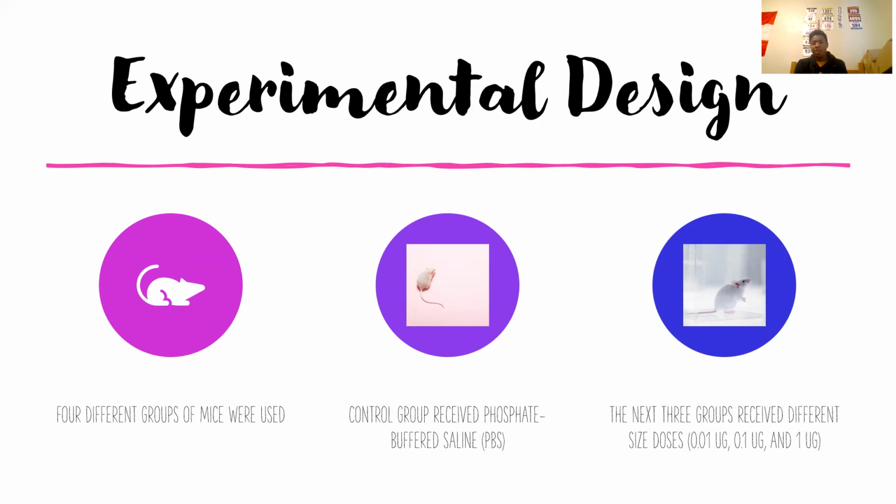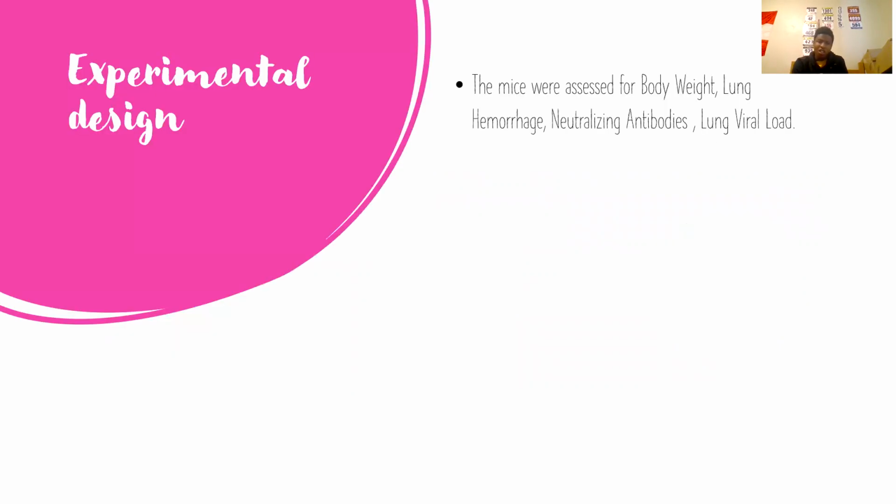Keep in mind that a microgram is significantly smaller than a gram or a milligram or a kilogram and all that. It's microscopic size doses. So the mice that were involved in this experiment were assessed for their body weight, how much lung hemorrhage they showed, the neutralizing antibodies found inside their body, and the lung viral load.